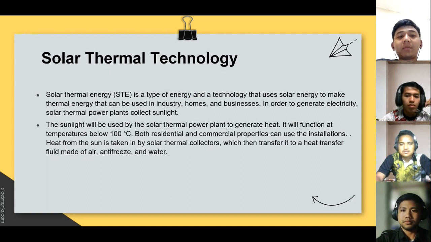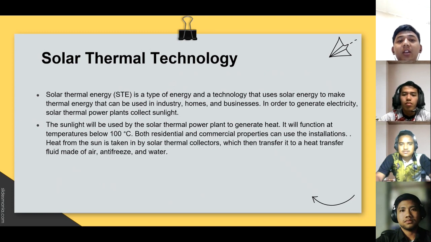Solar thermal technology. Solar thermal energy is a type of energy and technology that uses solar energy to make thermal energy that can be used in industry, homes, and business. In order to generate electricity, solar thermal power plants collect sunlight and use it to generate heat. It will function at temperatures below 100 degrees Celsius. Residential and commercial properties can use the installation. Heat from the sun is taken in by a solar thermal collector, which then transfers it to a heat transfer fluid made of air, antifreeze, and water.